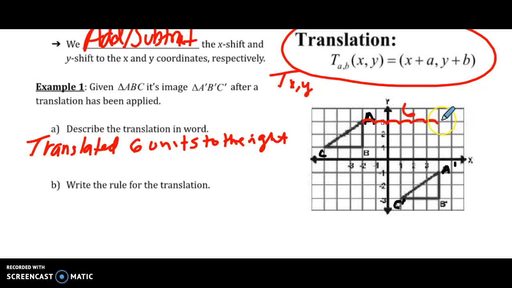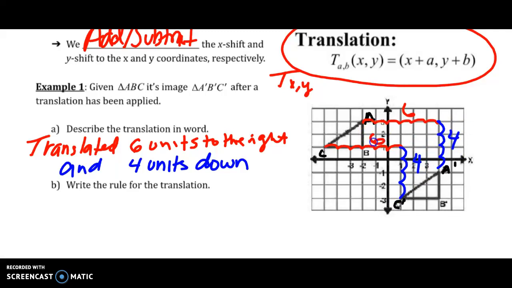And now we want to look at the vertical shift. 1, 2, 3, 4 units down. So that is our translation in words. And if you notice, each point has been moved that same translation amount. So let's take a look at C. 1, 2, 3, 4, 5, 6. 1, 2, 3, 4 units down. Right? And if we looked at B to B prime, we're going to see the same thing.